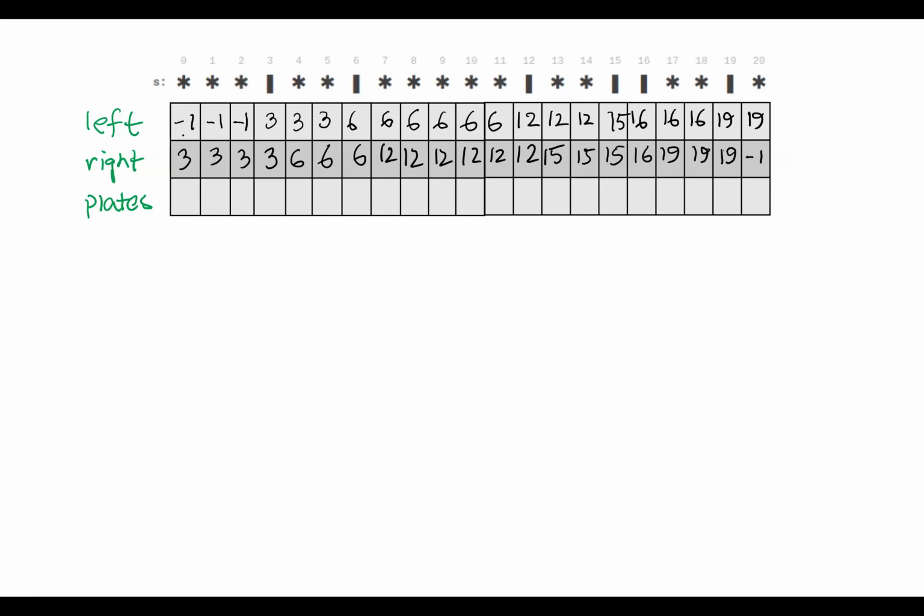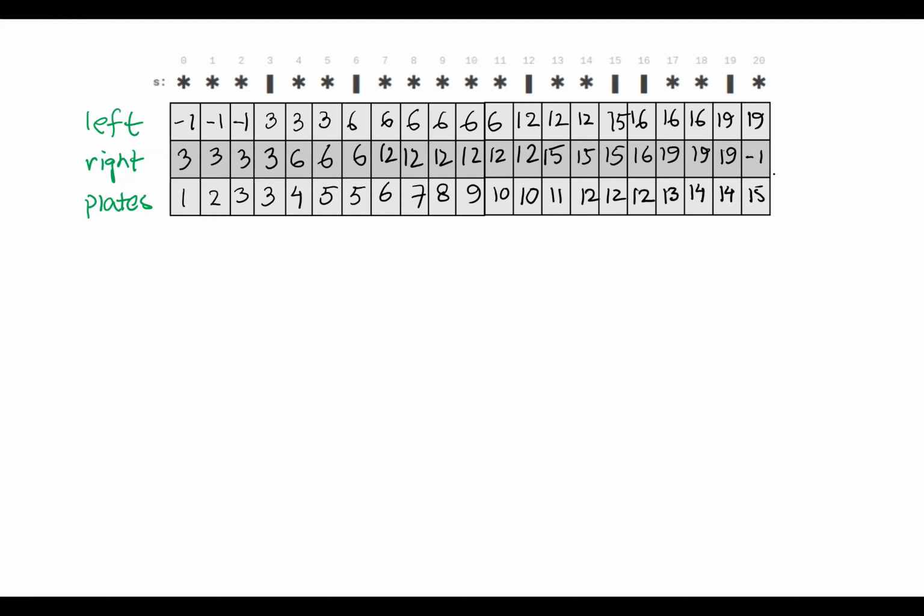Okay, and then goes the plates. How many plates do we have so far? 1, 2, 3, 3. This is a candle, so no plates will be added. 4, 5, 5, 6, 7, 8, 9, 10, 11. Sorry, I made a mistake. So it will be 10 because it's a candle. 11 plates, 12 plates, 12, 12, 13 plates, 14 plates, 14, and 15 plates.